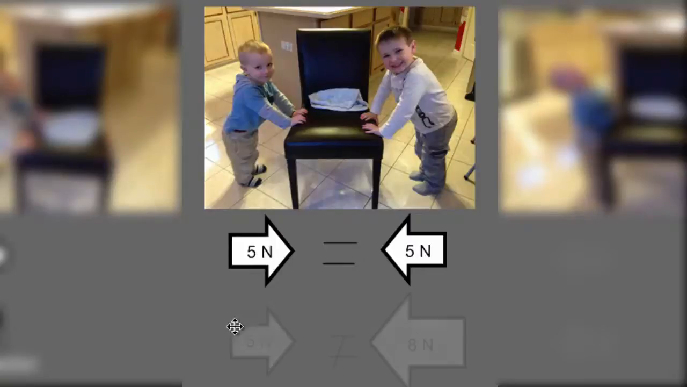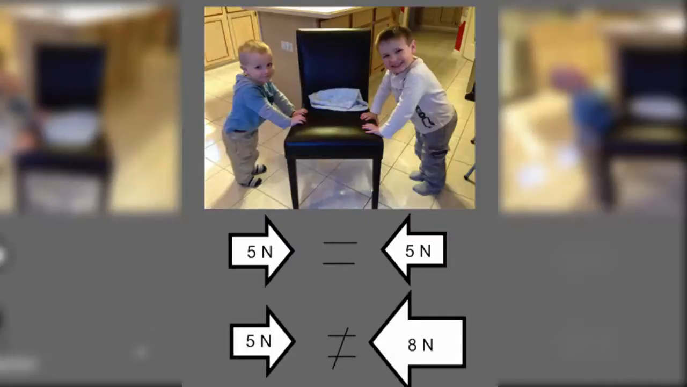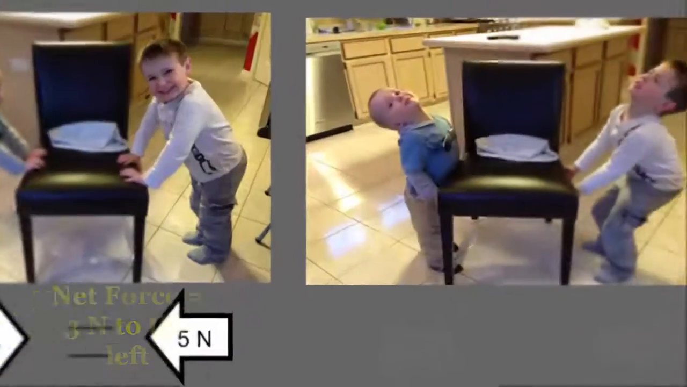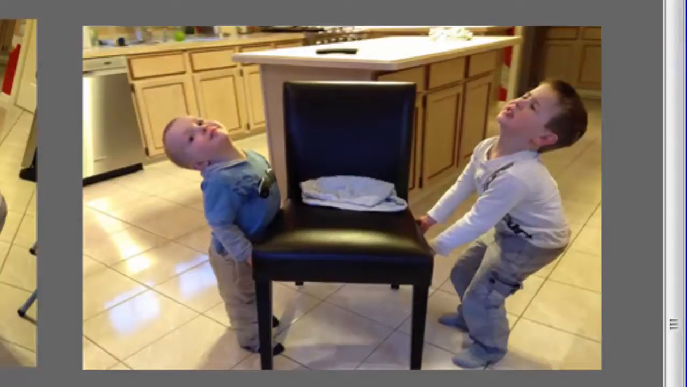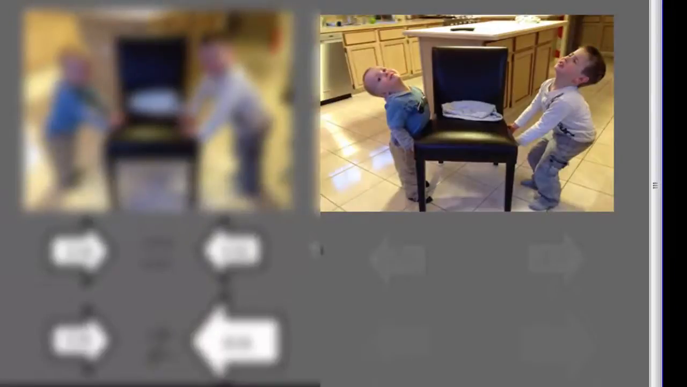There could be a different situation that could happen. The smaller boy could push with 5 newtons towards the right, while the larger boy could push with 8 newtons towards the left. In this case, we have unbalanced forces causing the object to move towards the left, the direction that the larger boy is pushing. And in this case, our net force would be 3 newtons towards the left. In the last picture, you have two situations again. Both boys are pulling the chair, and one situation could be that they pull with the exact same magnitude.